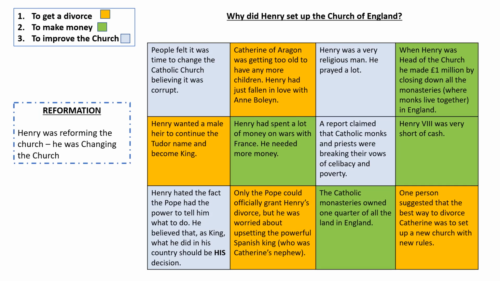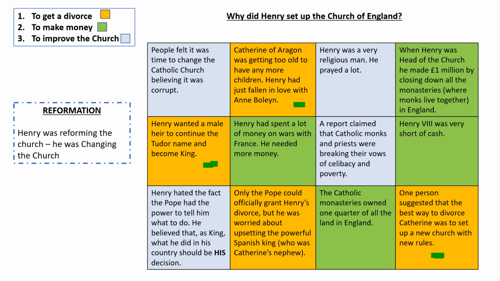Let's see how you got on with that then. So I've colour coded mine to make it a bit easier for you to see. The first reason why Henry set up the church was to get a divorce. Catherine of Aragon was too old to have any more children. Henry wanted a male heir to continue the Tudor name. That was obviously one of his big problems. Only the Pope could grant a divorce, and also one person had suggested that the best way to divorce Catherine was to set up a new church and rule, so that's what he did.